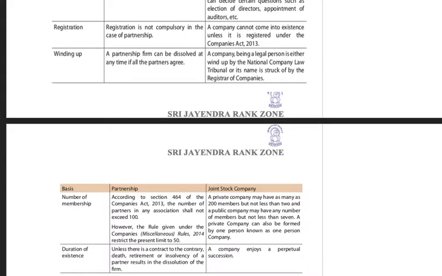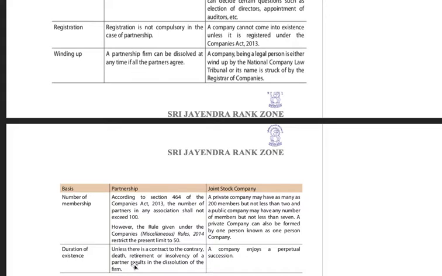Duration of existence. Unless there is a contract to the contrary, death, retirement, or insolvency of a partner results in the dissolution of the firm. If there is a contract that in case of death or retirement of a partner, we'll carry on business this and that way, then it will happen.